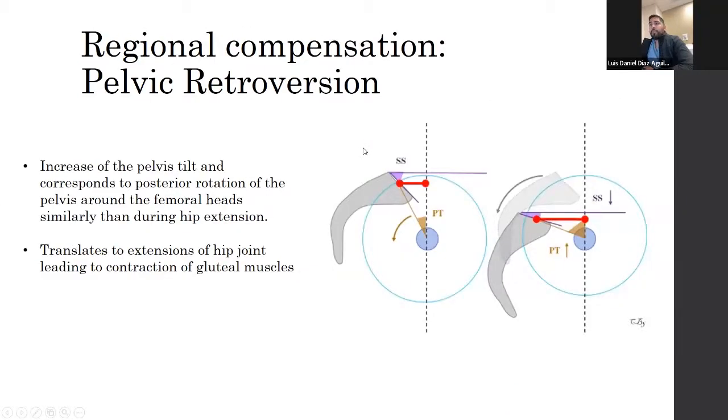Pelvic retroversion, a well understood phenomena, very easy to do, and one of the first ones to be exhausted as well, simply because this increase of pelvic tilt leads to further rotation around the head of the femoral heads, and can allow to maintain that cone of economy for a while, but there's only so much that can be done, and it does lead to additional activation of hip extensor muscles, including gluteal muscles and such.